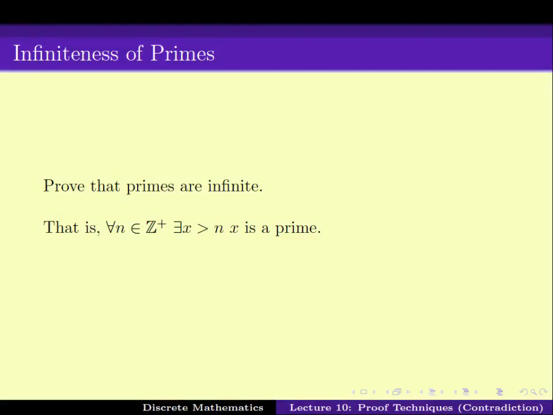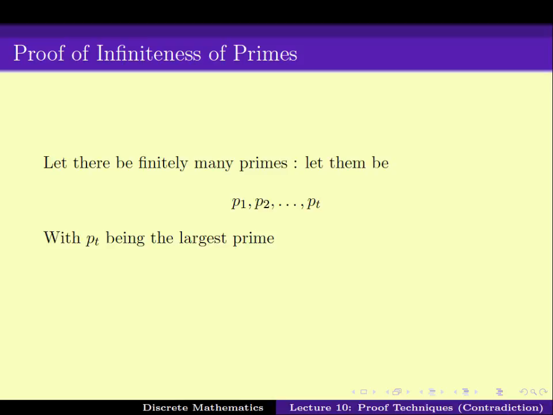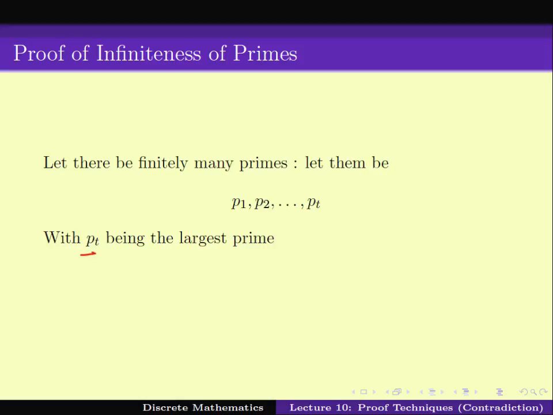Okay, so let's continue with the proof. Let's assume that there are finitely many primes. So that means there is a largest prime. Let's call that one PT. And in that case, we say that this set of primes is P1 to PT. P1, P2, till PT.